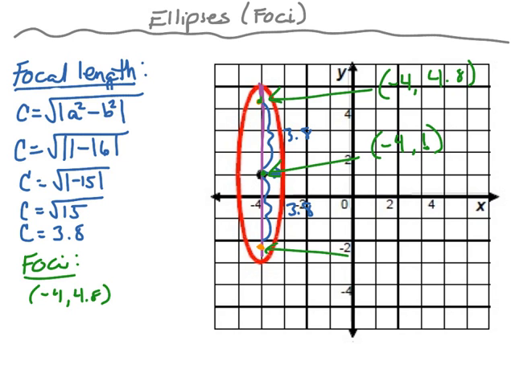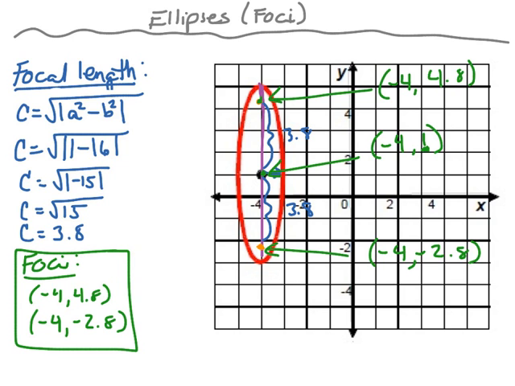Now let's come over and find this one here. Same idea. X value is going to stay the same. It's still negative 4. The y value is now different. Remember, we started with a y value of 1. That was the center. But this time what we're doing is we're moving down 3.8. So if I have 1 and I take away 3.8, now I'm at negative 2.8. So my other foci is located at negative 4, negative 2.8. So these are my 2 foci for this ellipse.